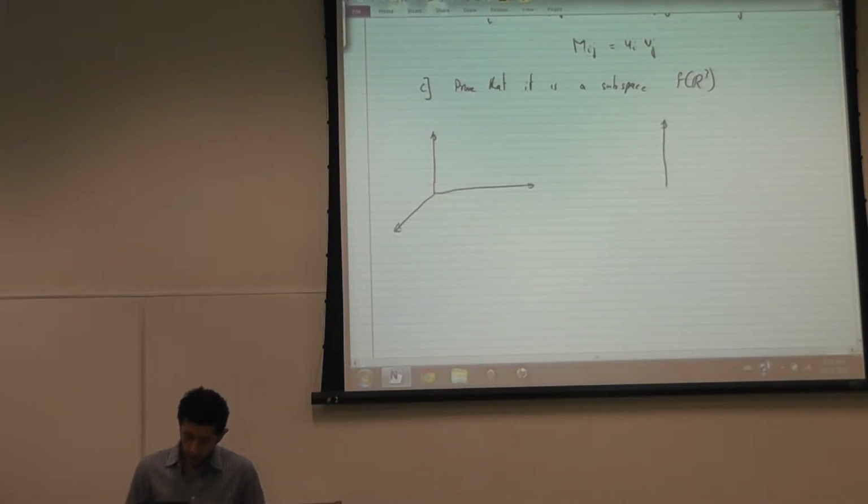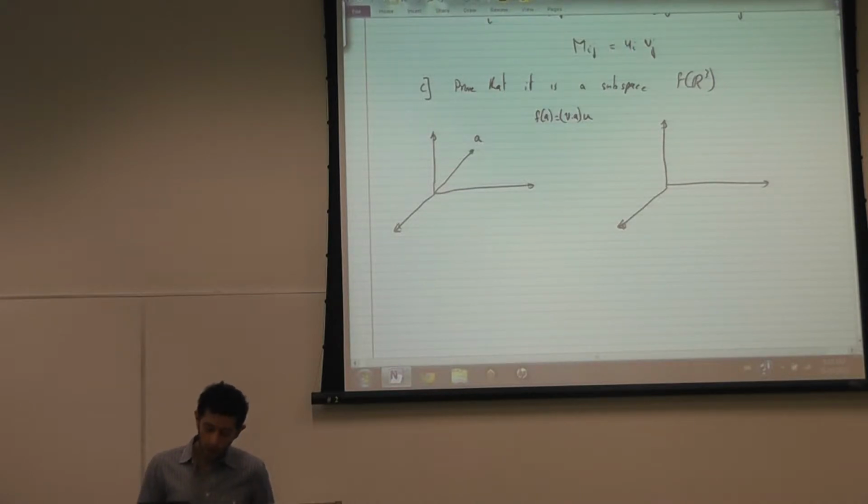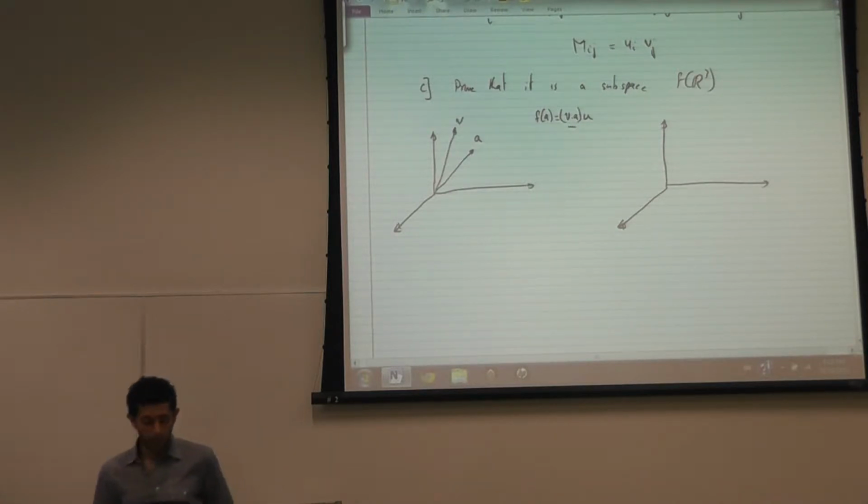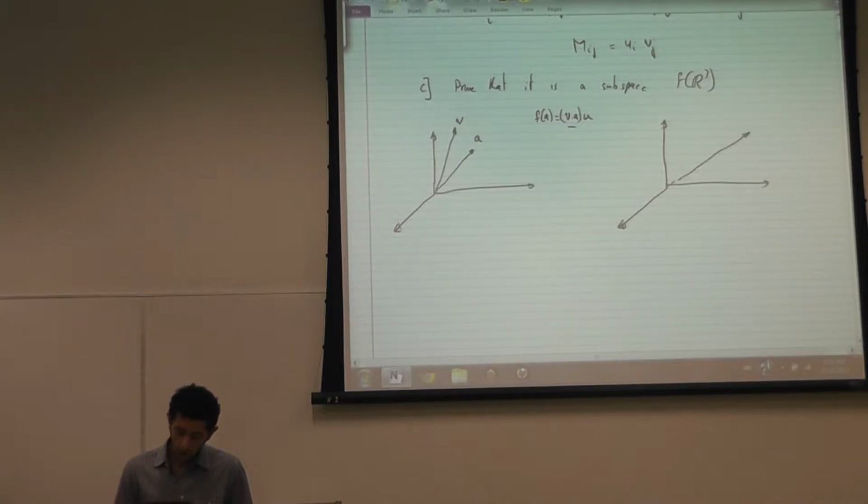What does F do? F takes any vector A. F acts on A to give me V dot A in the direction of U. So I have a vector A, I'm going to take the dot product of V with A, V is fixed, and the result is in the direction of U. So when you see this picture, what do you think the dimension of the set F of R3 is equal to?